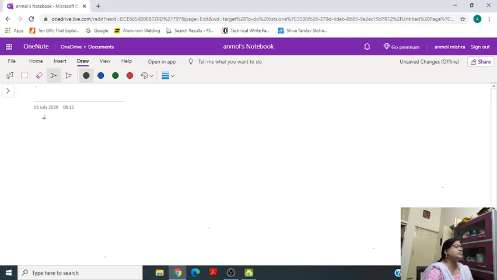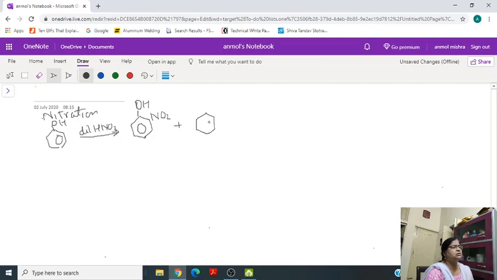First is nitration. When phenol reacts with dilute nitric acid, it forms ortho-nitrophenol and para-nitrophenol.